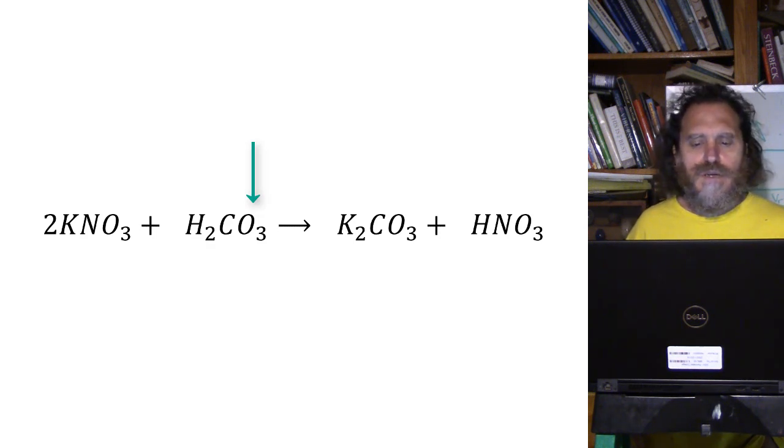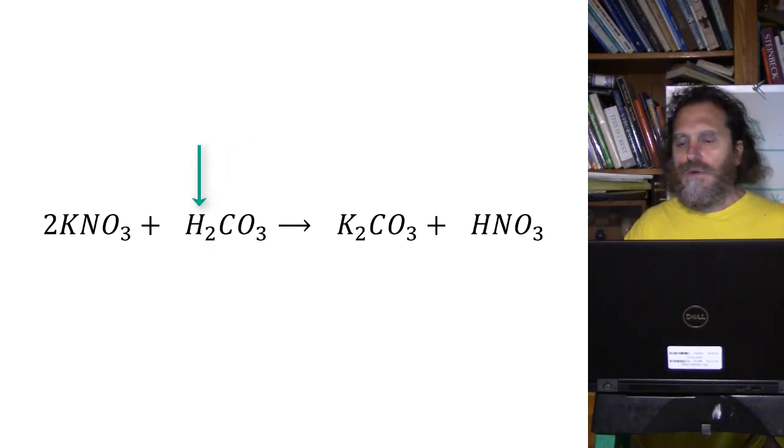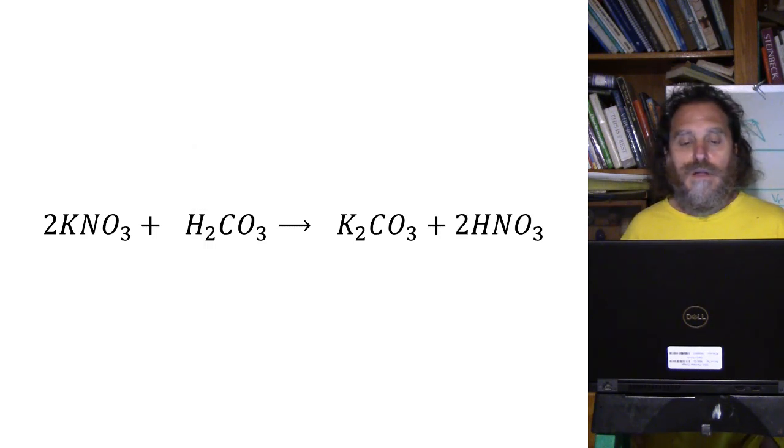So I've unbalanced the nitrogen and the oxygen. But if I look at the carbonic acid, it's got 2 hydrogen atoms, right? Over on the right there's only 1 hydrogen atom. What if I put a 2 there? Now I've balanced out the hydrogens, right? And serendipitously, I've also balanced those other 2 things, because now I have 2 nitrogen atoms, because there's 2 nitric acid molecules, each of which contain 1 nitrogen atom, and that balances out the 2 nitrogens over on the left.